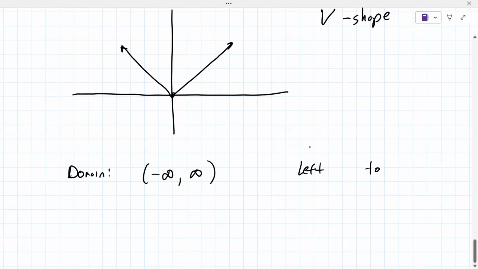So domain you can think of as left to right. You can ask yourself, how far left does this go? Well, it goes left forever. How far right does it go? It goes right forever.